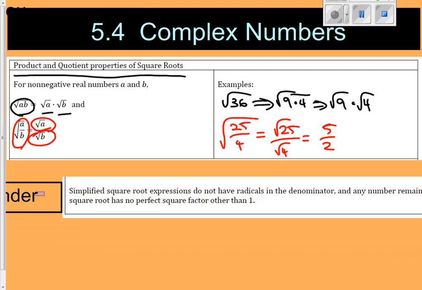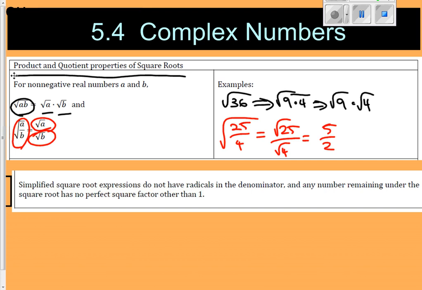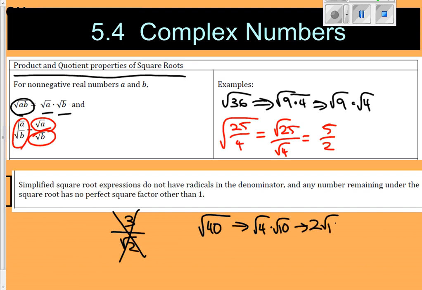Simplified square root expressions do not have radicals in the denominator, and any number remaining under the square root has no perfect square factor other than one. So basically, when we say simplify a square root, all that we mean is break it down to where you cannot take a square root anymore. You can't have square roots in the denominator, so I can't have something like this. That doesn't work. That's not simplified. And I also can't leave something like this, where I could break this apart into the square root of 4 times the square root of 10, which is 2 square root of 10. This is simplified. This is not.